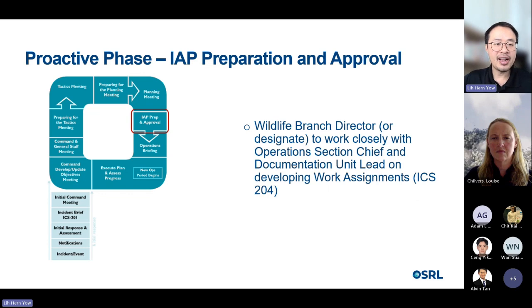Under the IAP preparation and approval, the wildlife branch director, again, has to work closely with the operations section chief and documentation unit leader on developing the work assignment ICS 204, because the work assignment would be the briefing notes to be passed on to the individual teams that will be dispatched on site.